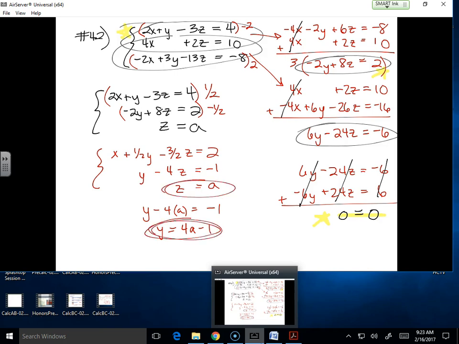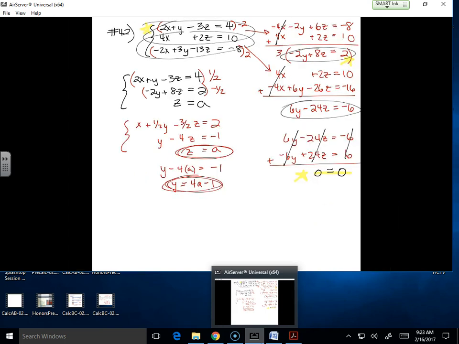So believe it or not, we're actually getting answers. They're just in terms of a. Infinitely many z's. The y's and x's depend on those infinitely many solutions. So I plug in again, x plus 1/2 times who is y? 4a minus 1. Minus 3/2 times who is z? a equals 2.